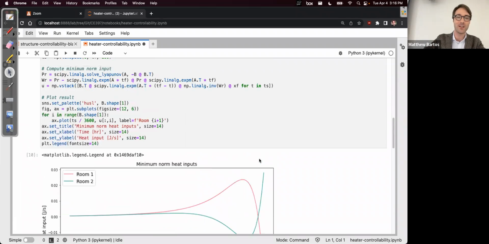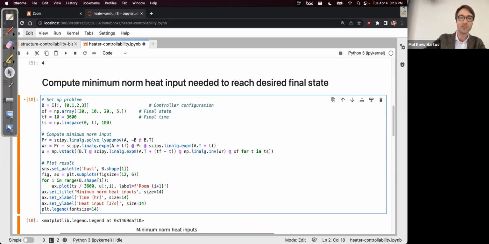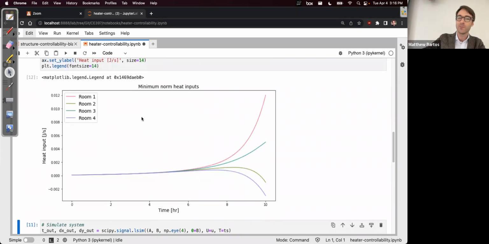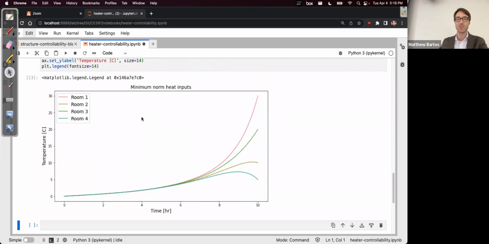So if we have heaters in all of the rooms, let's make this vector 0, 1, 2, 3. You get a minimum norm heat input that looks a bit more sensible. And the simulated temperatures in the rooms look a lot more sensible. It just gradually brings them up to their desired final temperatures. So just to note, just because the system is completely controllable does not mean that the control energy needed is practical or feasible in the real world.